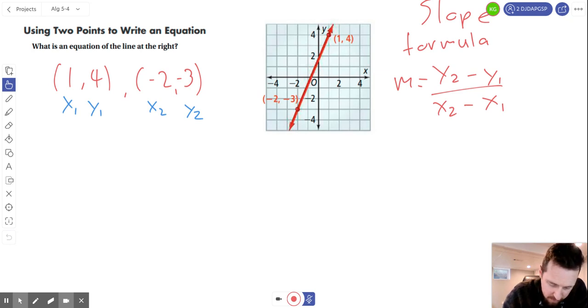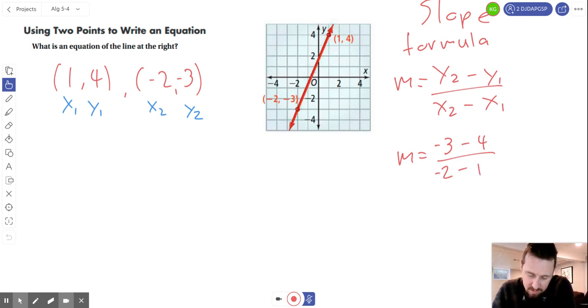I can find my slope. m is y2, which is -3, minus y1, which is 4, over x2, which is -2, minus x1, which is 1. And then -3 minus 4 is -7, and -2 minus 1 is -3. These are both negative, and so the negatives will cancel out. A negative divided by a negative is a positive. My slope here is +7/3.